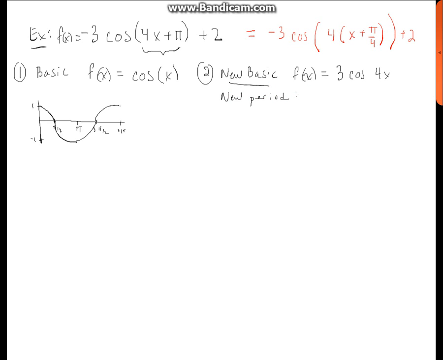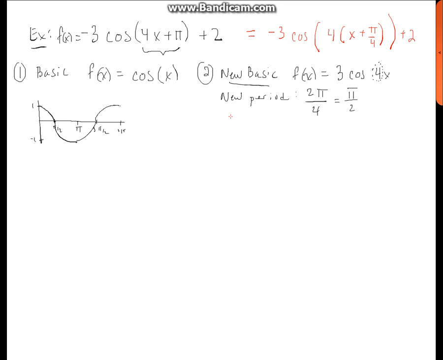Our new period is based on the old period. So think to yourself, what's the old period of cosine? The old period of cosine is 2 pi. And we need to divide that by 4. Why 4? Because that's what this number is. It's speeding up. So the entire cosine graph now, instead of happening over a 2 pi period, will now happen over a pi over 2 period. That is a drastic squishing down of the cosine graph.